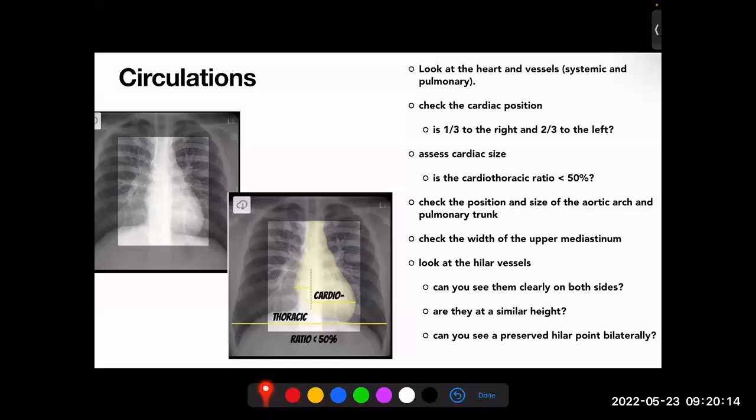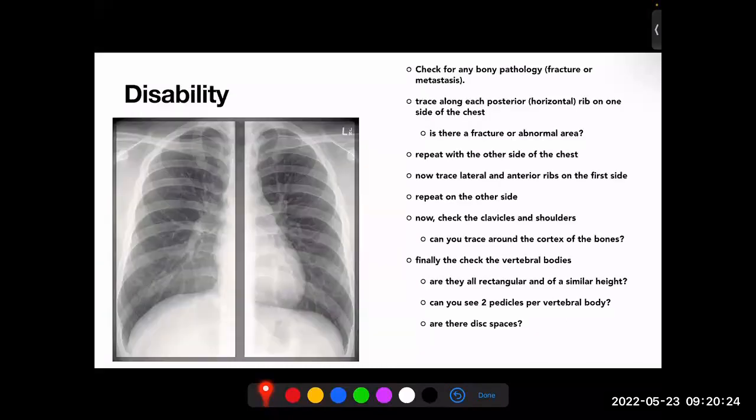Check the width of the upper mediastinum. Look at the hilar vessels. Can you see them both sides? Okay, then look at disability. Disability is just you're looking at the bony effect. Check for the bony pathology, whether there is fracture, whether there is metastasis.